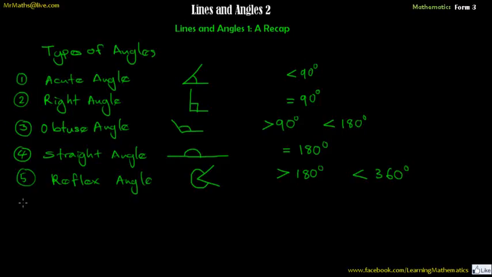And the last type is called full rotation, or we can call it a full angle. A full rotation angle is when a line makes one complete rotation. So this is exactly 360 degrees. Okay, next.